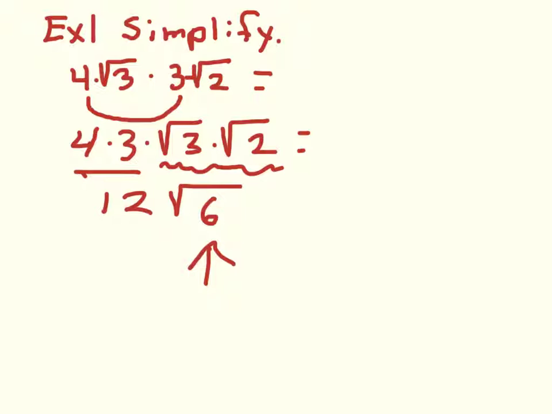Just to re-emphasize what we did, to multiply radicals, we multiply the numbers in front. I got 12. And then multiply the radicals themselves. Just take the numbers inside and multiply them. 3 times 2, and I get radical 6.